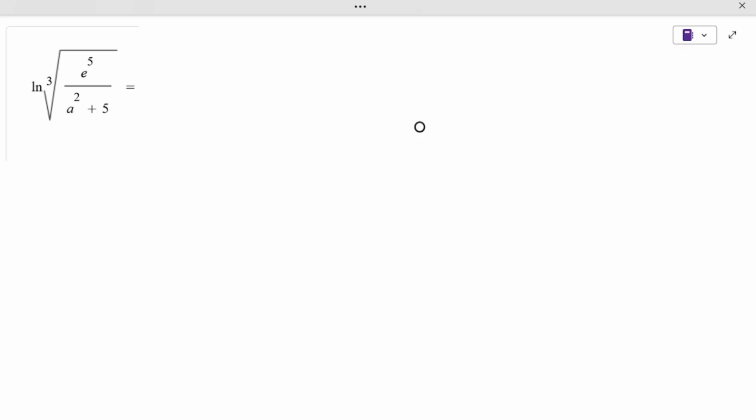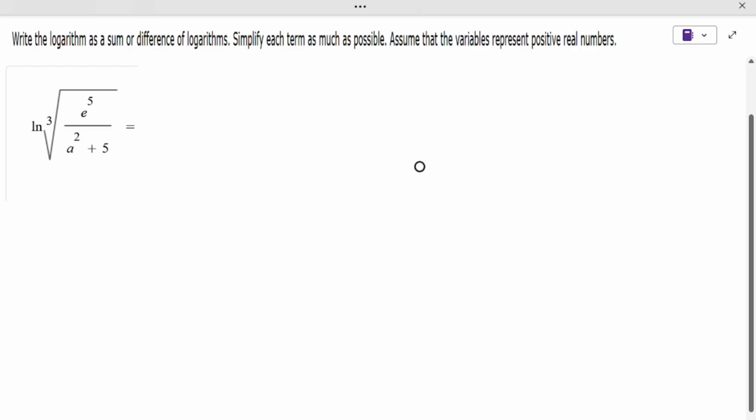So based off of this problem, we can assume that we're going to be using log rules. So we are going to be reviewing some log rules today. Looking on the left-hand side, what do we have with this expression? We have the natural log of the cube root of e to the fifth divided by a squared plus 5. So what can we do here?